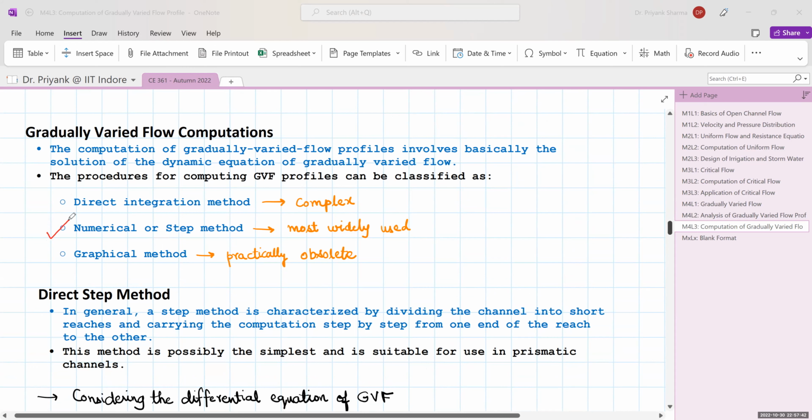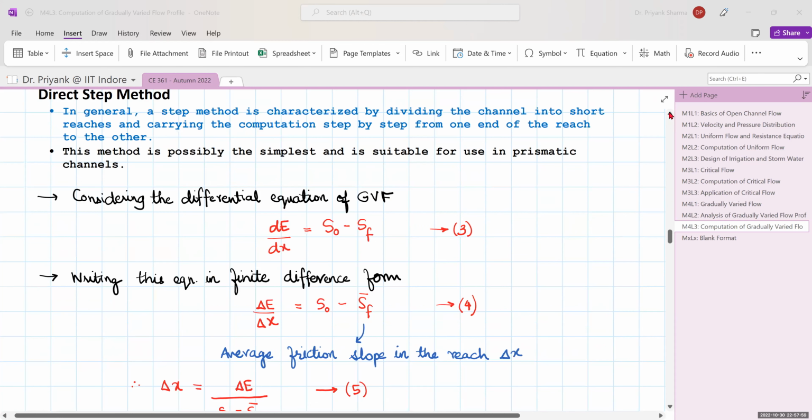Second is a numerical or step method. This is the most widely used method. And third is a graphical method. Although it is accurate, it is a bit tedious, and thus it is practically obsolete. So let us discuss the first method, that is the direct step method.